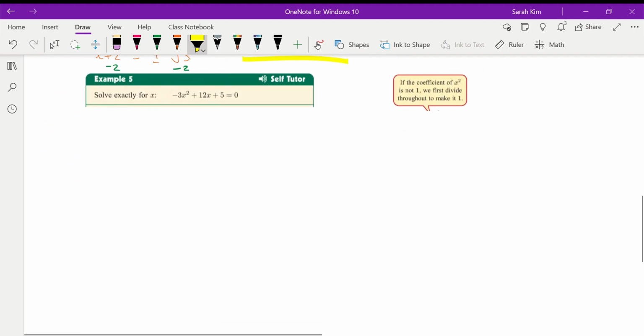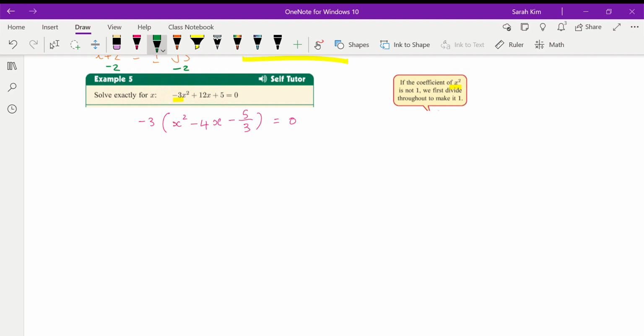Right, so I'm going to quickly do example 5. If the coefficient of x squared is not 1, and in this case it's not 1, we first divide throughout to make it a 1. So all I'm going to do is factorize out the negative 3 to get rid of it and not worry about it. What happens if I divide by negative 3? I get negative 4, and then 5 over 3. I should have a negative there, equals 0.